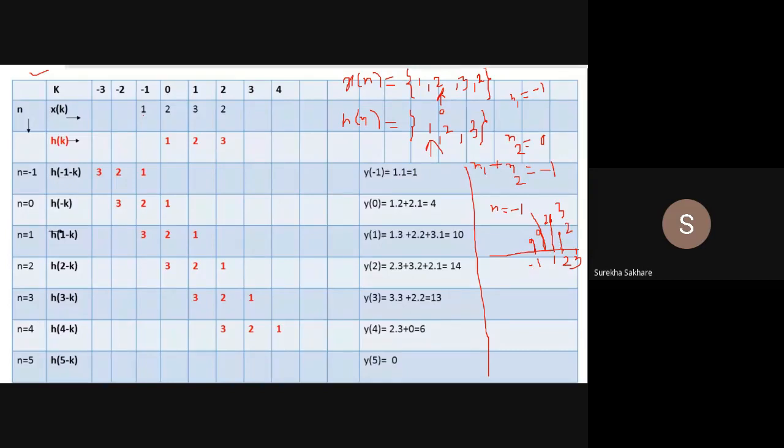So instead of doing the pictorial graph, what you do is you simply put -1, 0, 1, 2, 3. That is what you have. So at -1, what is the value? Instead of the stem height, you put the value at the head, is it not? That value you insert here, 1, 2, 3, and 2. Done. This is the x of k.